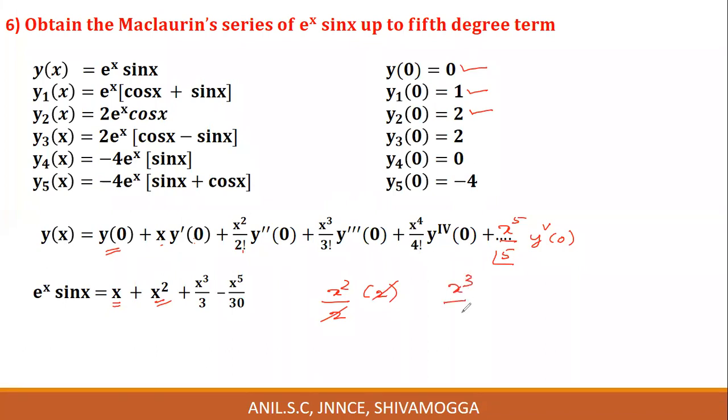X cube divided by 3 factorial means 3 into 2 into 1, 6 into triple dash. Triple dash is 2. 2 by 6 is 1 by 3. Therefore, x cube divided by 3. Plus x power 4 divided by 4 factorial into fourth derivative is 0. 0 into anything is 0. Plus x power 5 divided by 5 factorial is 5 into 4 into 3 into 2 into 1, 120. Into fourth derivative is minus 4. Therefore, this is minus x power 5 divided by 120, which is exactly divisible by 4, 30 times. Therefore, minus x power 5 divided by 30.